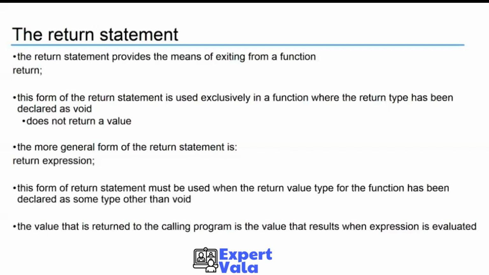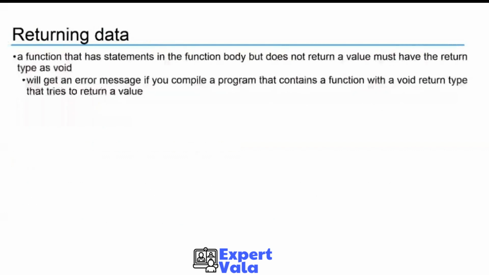The value that is returned to the calling program is the value that results when the expression is evaluated. So, if you have x plus y, it's returning the result of that expression, and it has to be the same type as the function declaration, as I mentioned. A function that has statements in the function body but does not return a value must have the void return type as well. You have to. If you do not have that, you are not returning any data, and you are going to get an error message.